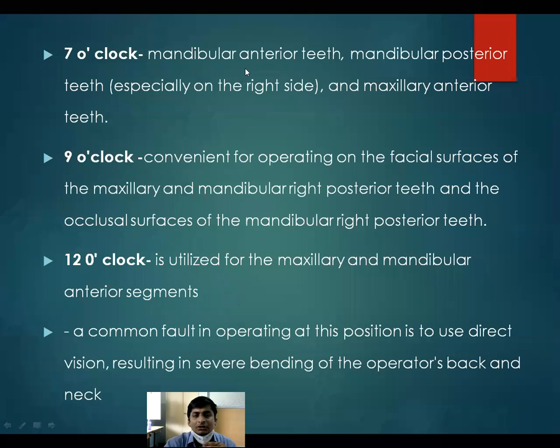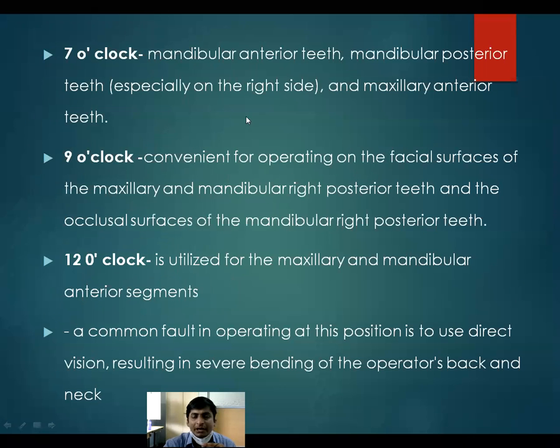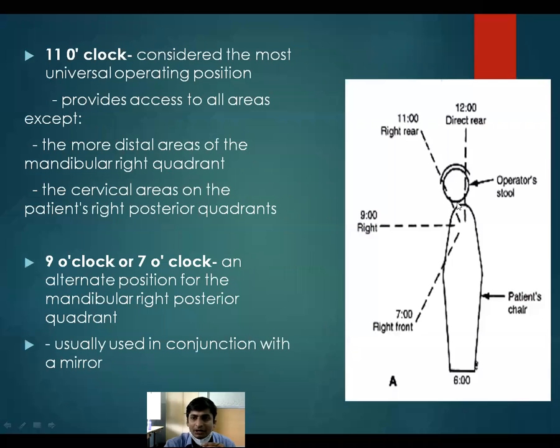7 o'clock position, so this is the 7 o'clock position, a right front position, used for mandibular anterior teeth, mandibular posterior teeth, especially on the right side, and the maxillary anterior teeth. So if you are sitting here, you can do work on the mandibular and maxillary anterior teeth and right mandibular posterior teeth. So this right front position is used for mandibular anterior, maxillary anterior, and mandibular posterior teeth. Once you start doing patients, you will understand all these things.